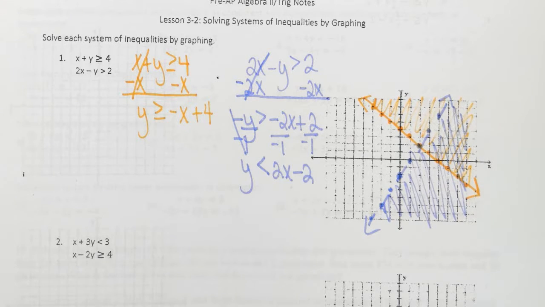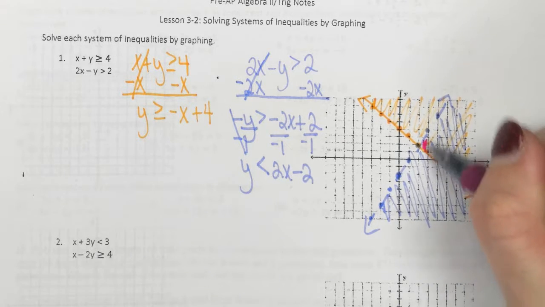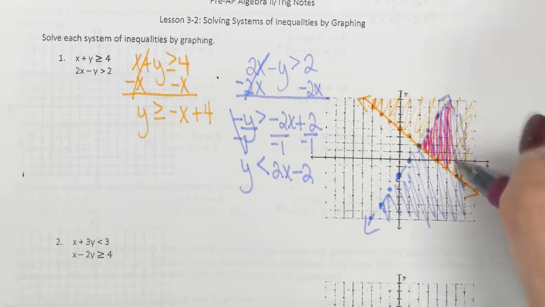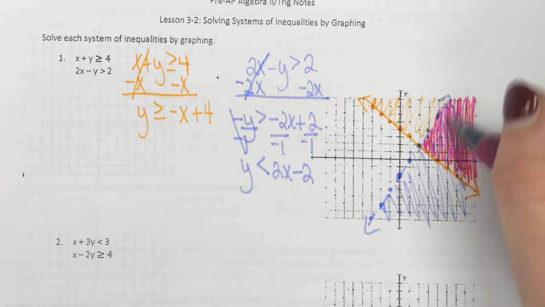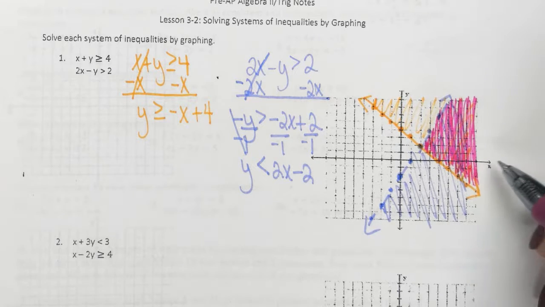So you're going to take a different color or the same marker and just shade this part really, really dark because this is my answer. That's what I'm looking for when I'm going to grade you on your test, okay?